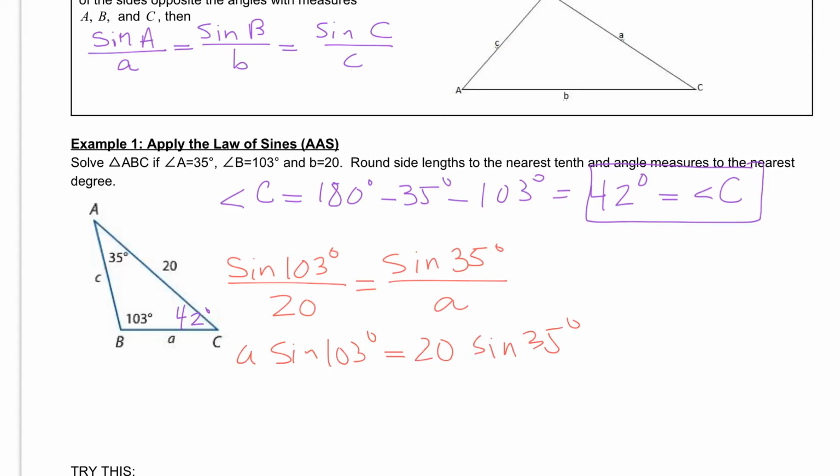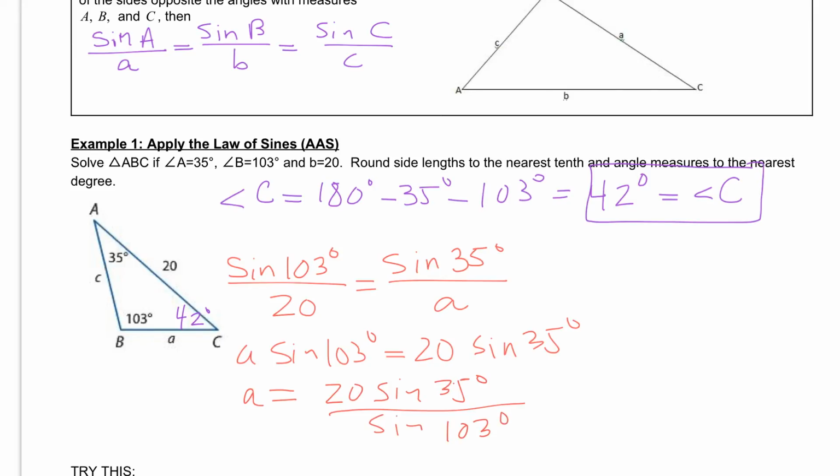I don't want to plug anything in yet, not until the very end. To get a by itself, I have to divide both sides by the sine of 103 degrees. So a is going to be equal to 20 times the sine of 35 degrees divided by the sine of 103 degrees.